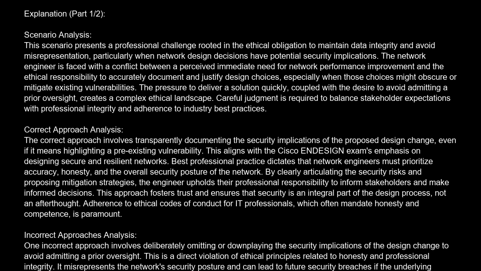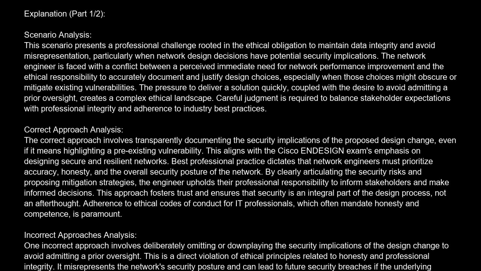Incorrect approaches analysis. One incorrect approach involves deliberately omitting or downplaying the security implications of the design change to avoid admitting a prior oversight. This is a direct violation of ethical principles related to honesty and professional integrity. It misrepresents the network's security posture and can lead to future security breaches if the underlying vulnerability is not addressed. This approach also fails to meet the design requirements of the ENDESIGN exam, which stresses security as a fundamental component of network design.